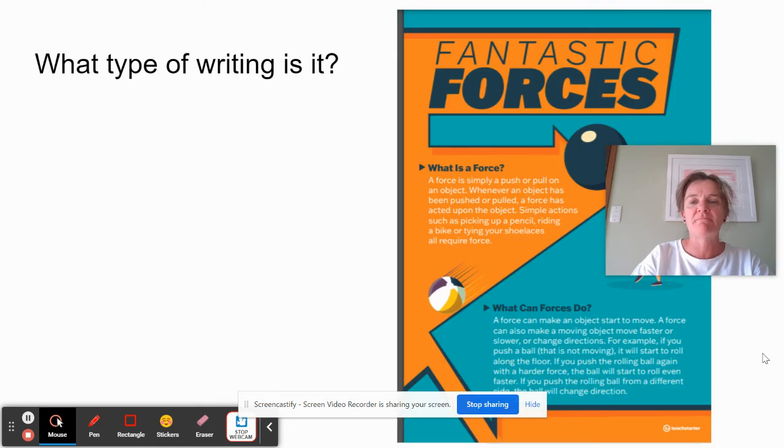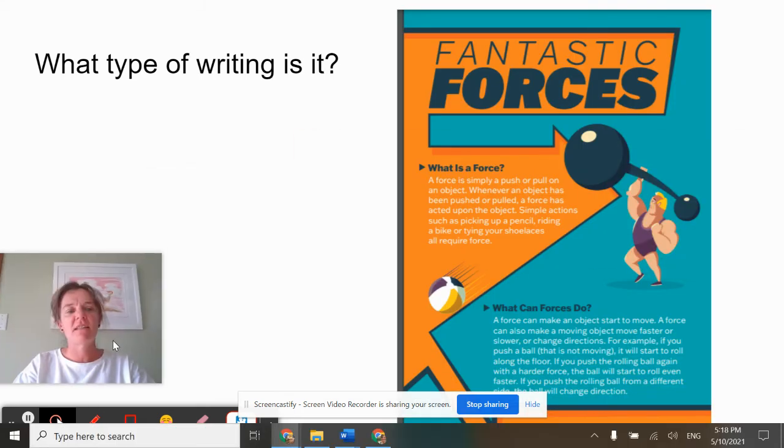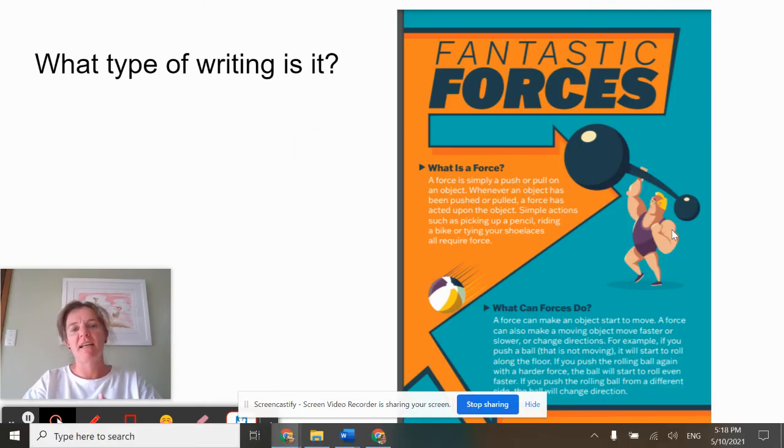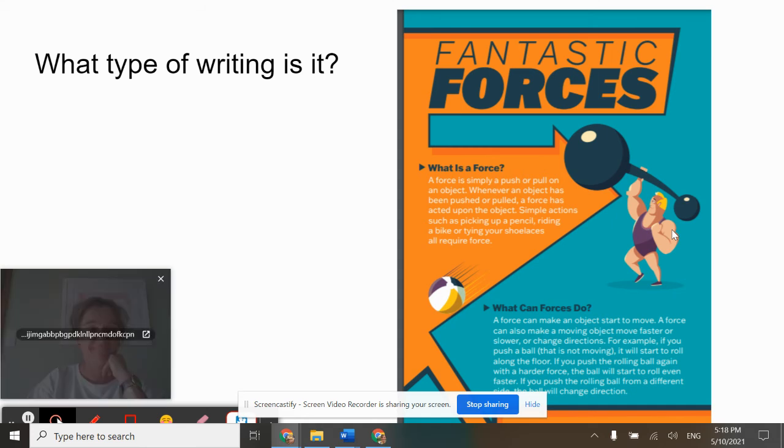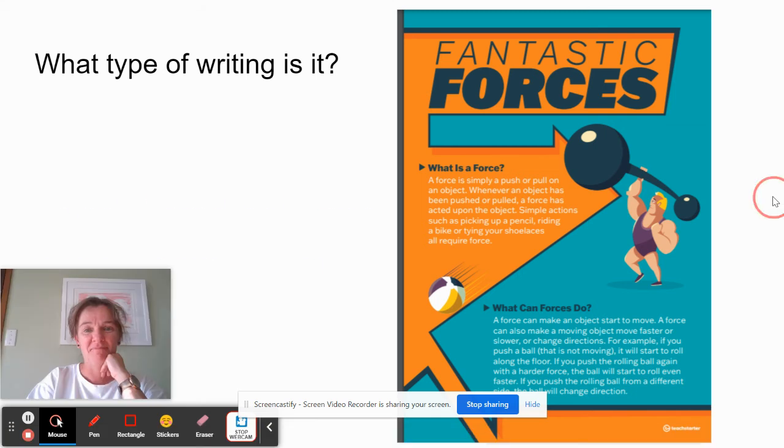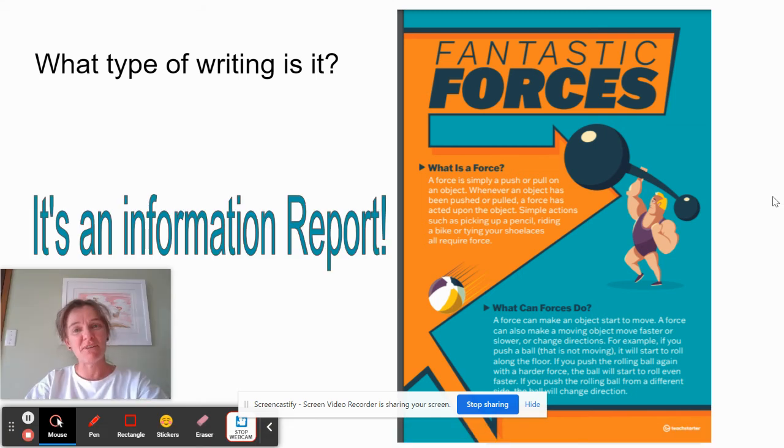Two Mrs. Winters. Okay, have a look at this piece of writing here. What type of writing is it? I can see a heading. I can see subheadings. I can see questions and information underneath. Now, because it's information, I wonder what your guess is, an information report on Fantastic Forces.